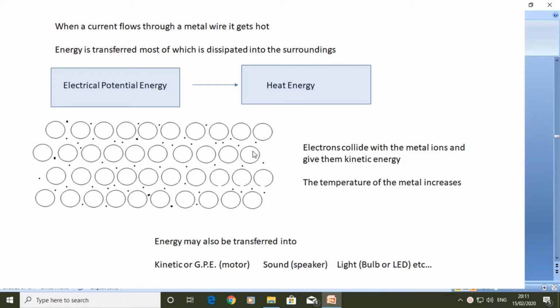What's actually happening inside the wire is that electrons are bashing into these metal ions and giving them kinetic energy, and the temperature of the wire is increasing and it's radiating heat. Energy might also be transferred into kinetic or GPE if it's a motor, or sound if it's a speaker, or light if it's a bulb or an LED. Basically, when electricity flows through a component, energy is transferred.